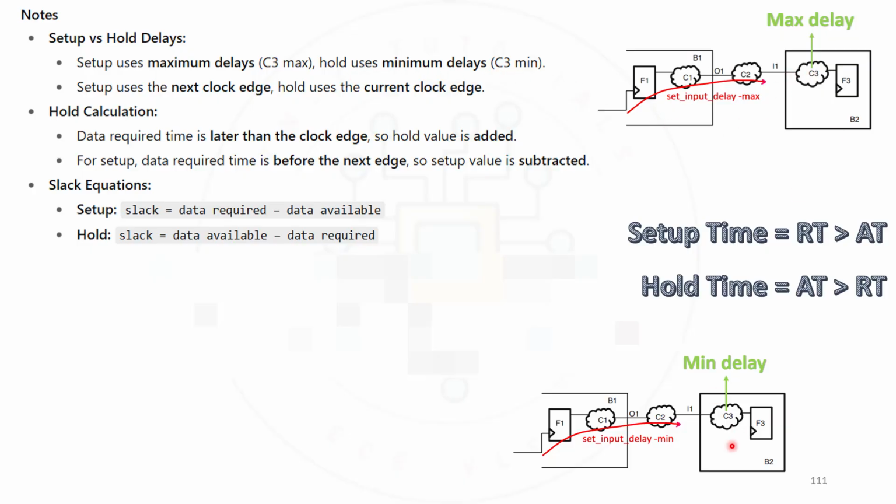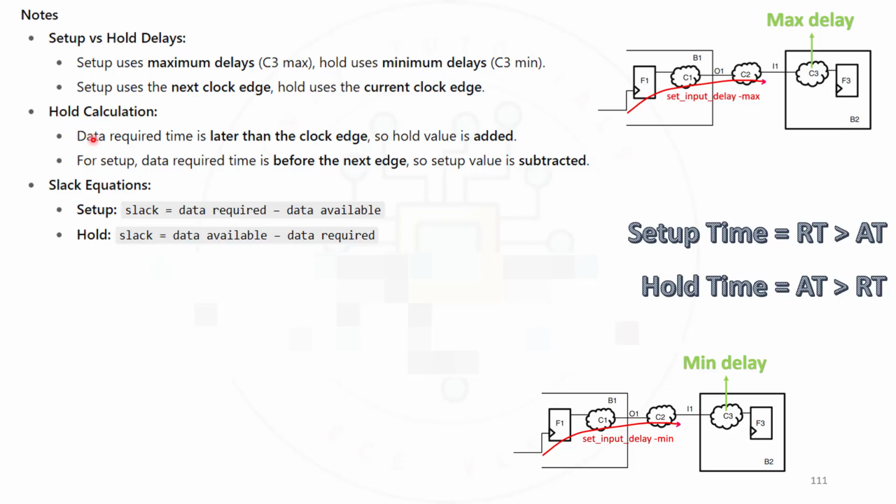So here this is for max, this is for min. So for max, this C3 value will be max. For min, this C3 value will be min. So that's what this first point means. Next, setup uses the next clock edge, hold uses the current edge. I've already told you, for setup, we are calculating between 0 nanosecond and 10 nanosecond, means first triggering at 0, second triggering at 10. Whereas in case of hold analysis, same edge, that is 0 nanosecond, is used for both.